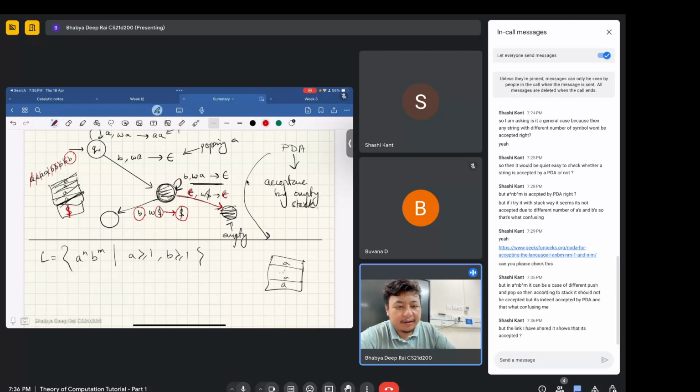Yes, but in A to the N, B to the M, there can be different numbers of pushes and pops, so according to the stack it should not be accepted. But it's indeed accepted by the PDA, so what is going on? The link I've shared shows that it's accepted.